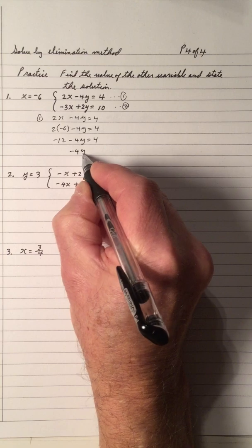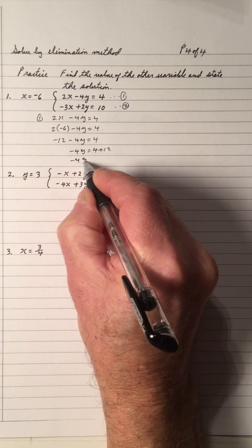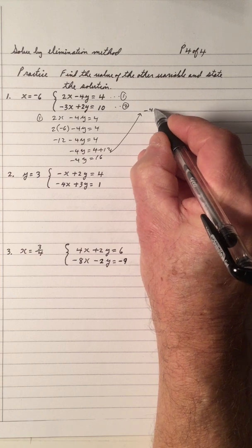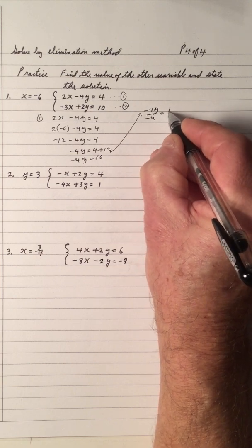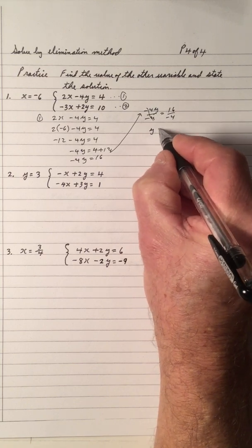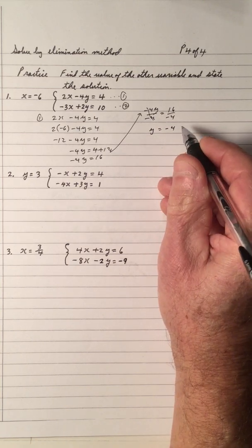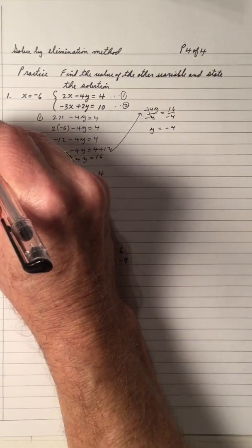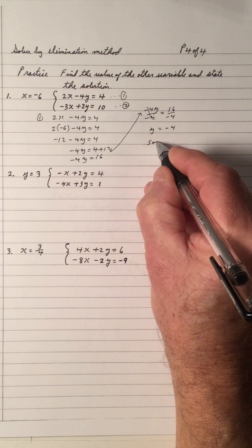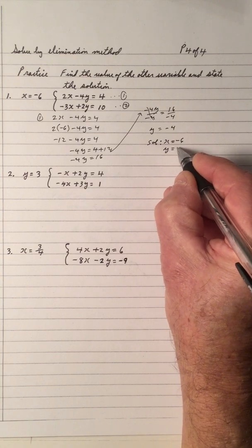And you bring the 12 over because the numbers have to move to the right side. So negative 4y is 16. So negative 4y divided by negative 4, 16 divided by negative 4. They divide to give you 1y, and they divide to give you negative 4. Okay, now we have both done. So the solution is x is -6, y is -4.